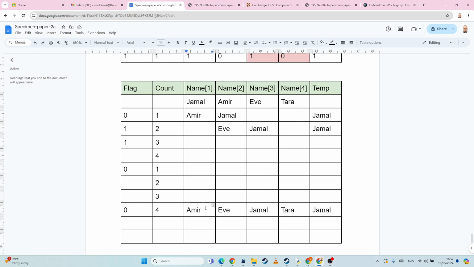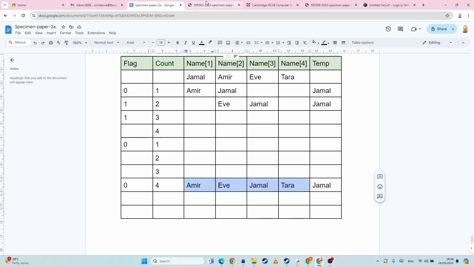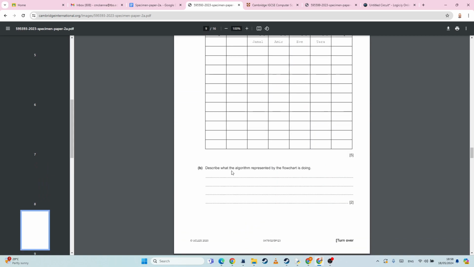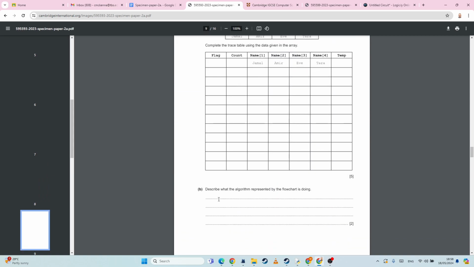Okay, so let's look. What did that do? So if we do A as Amir, good. A, B, C, D, E is Eve. A, B, C, D, E, F, G, H, I, J, K, L, M, N, O, P, Q, R, S, T. So what has it done? It has sorted the names into order. Okay, so it's done what we call a bubble sort. Now, hopefully, if you're used to bubble sorts, you should be able to follow along with them.